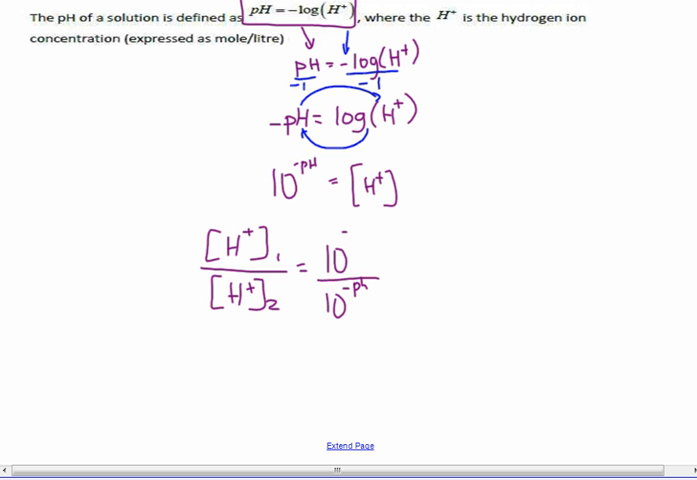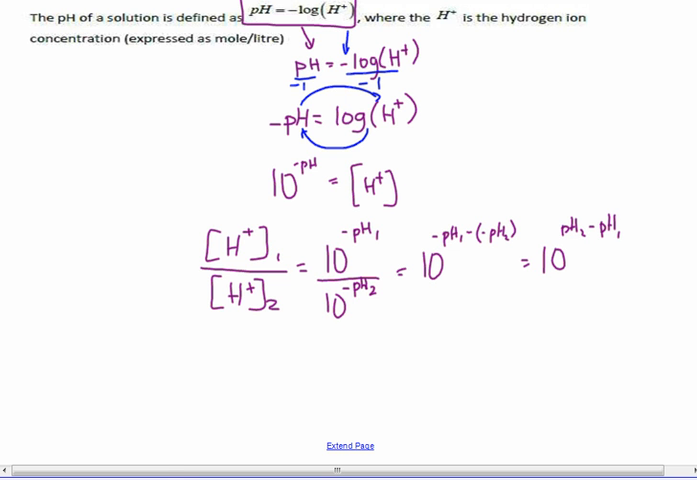pH is so funny with a small p, big H, hey? So this is 1 and 2. If we have the same base, what are we going to do with our powers? Subtract them. Now we have a negative here, so it becomes pH 1 minus the negative pH 2. So what happens when you subtract a negative? You add. So it's going to be a positive. So I can have pH 2 minus the pH 1.